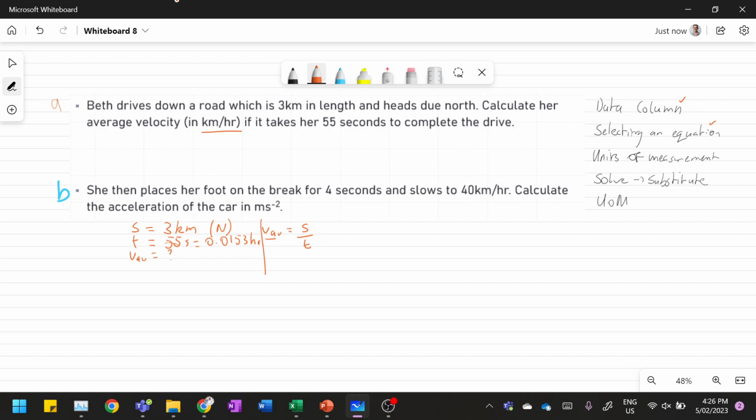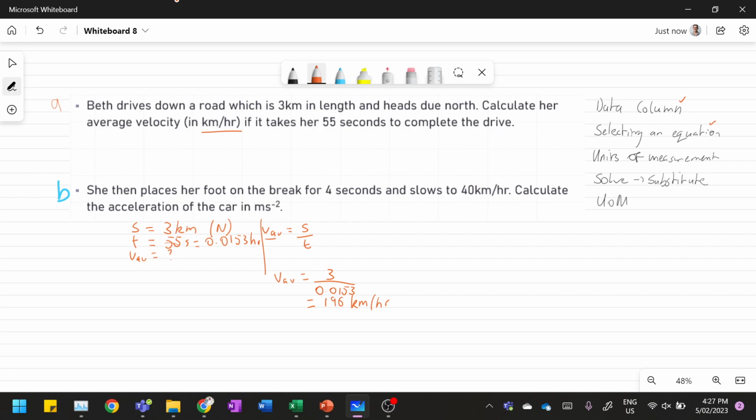So from here, we can take our V average and substitute in. So we're going to put in our displacement of 3 kilometers divided by our number of hours, which is 0.0153 hours. Put that into our calculator, and our answer is 196 kilometers per hour, which is obviously quite fast, which may explain why she needed to brake so suddenly.